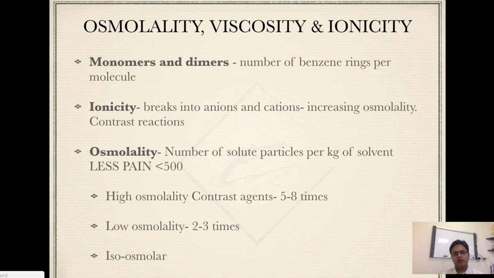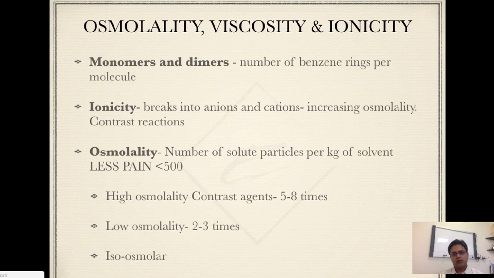The second thing we need to know is these contrast agents can be ionic or non-ionic. We'll talk about these in a little bit later in detail. If they break into anions and cations, they are ionic contrast agents. And when they break into two different molecules, anions and cations, then the osmolality, or the number of particles per kg of solvent, increases. So that's important to keep in mind.